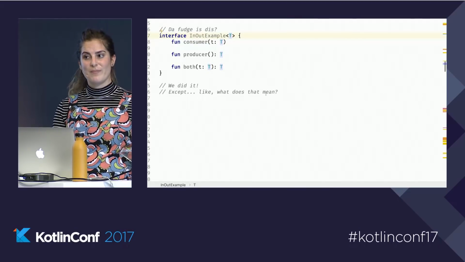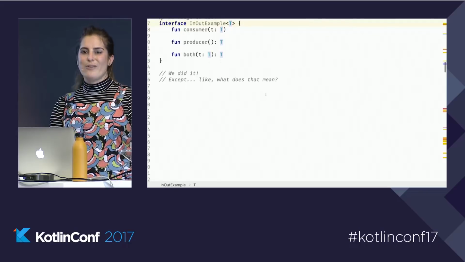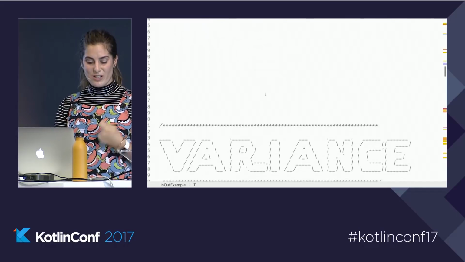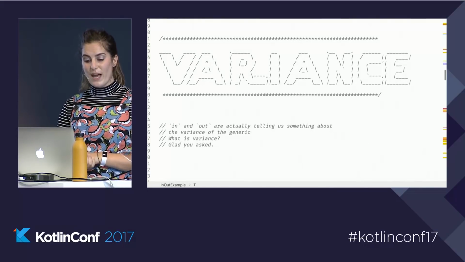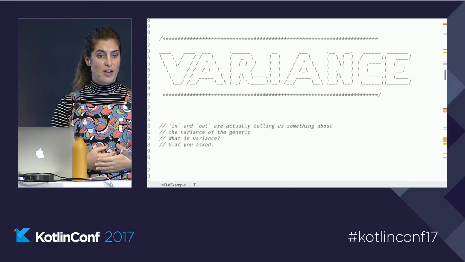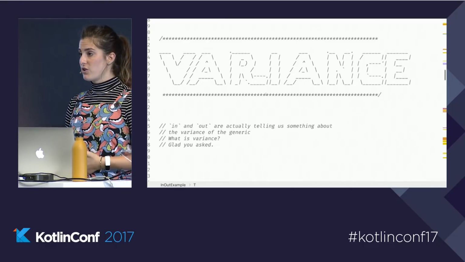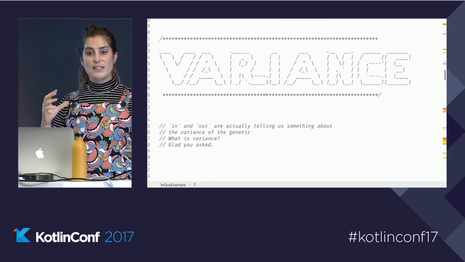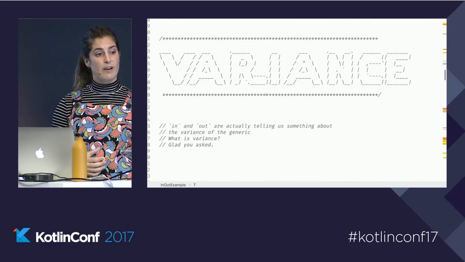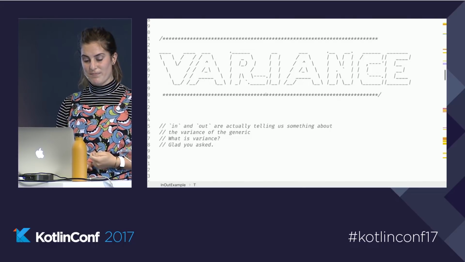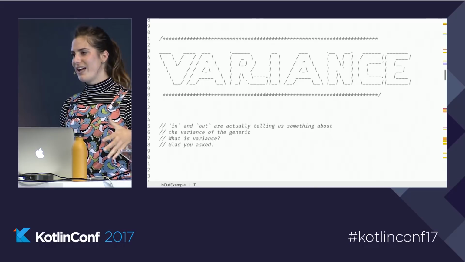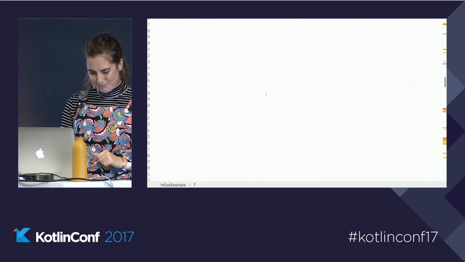Like, you nailed it. Except for, of course, why do we even care where T is used? That's the question that you would want to know. The reason we care about where T is placed in the functions that we're defining is because it tells us something about the variance of that generic that we're using. If you're now wondering what the hell is variance, don't worry, I'll tell you.